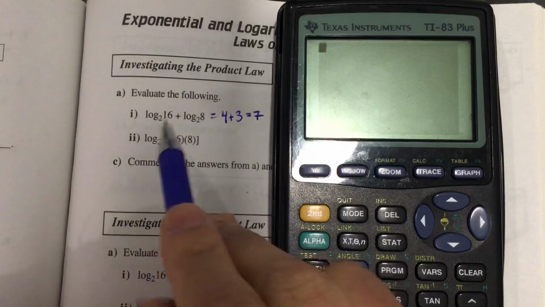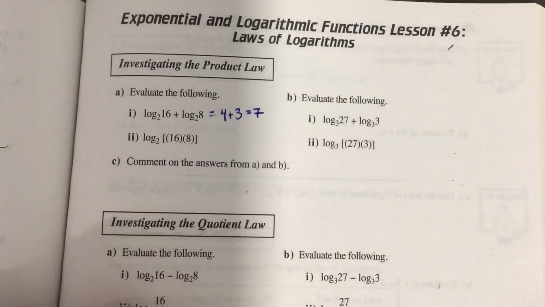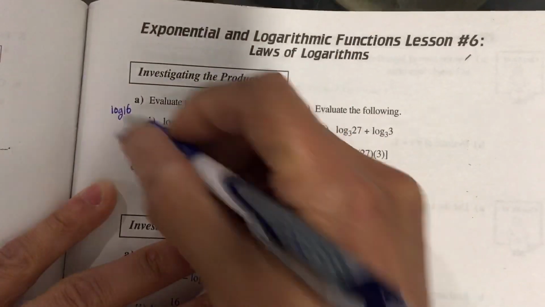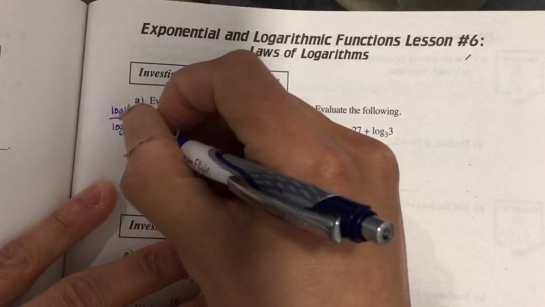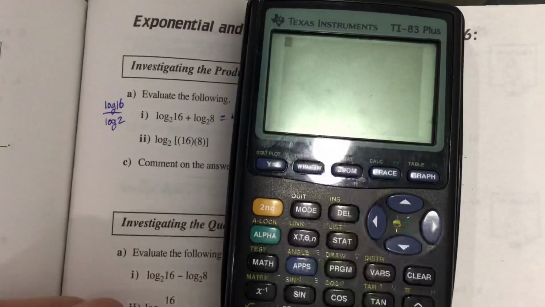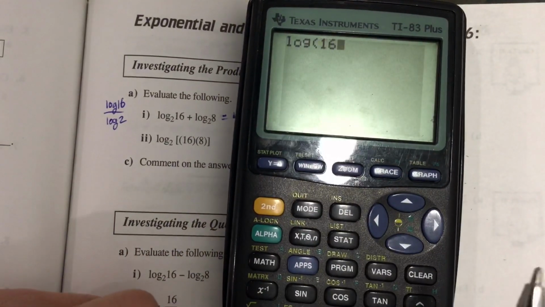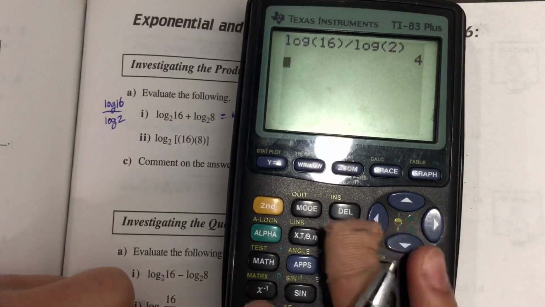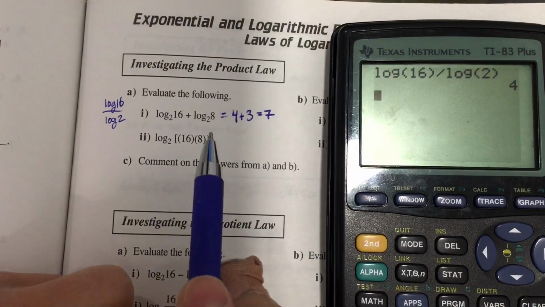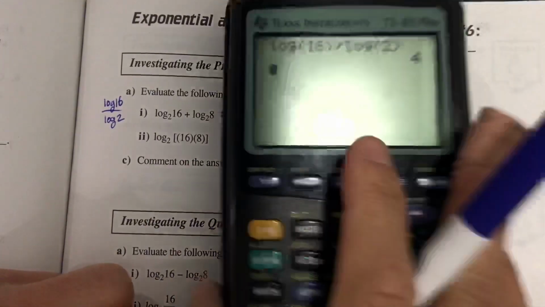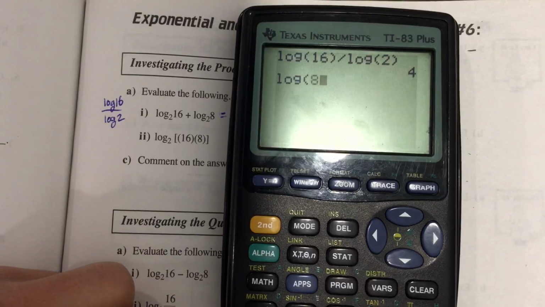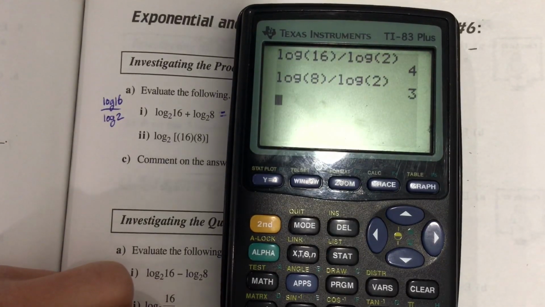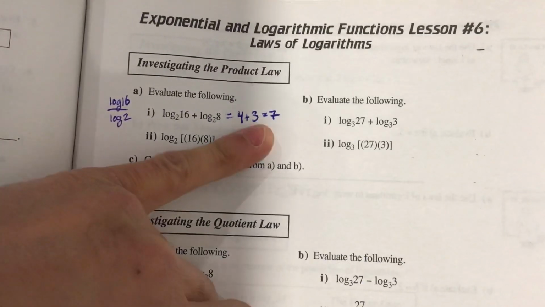So change of base identity, remember we're going to turn this into log 16, and I'll show you on paper first. Log 16 divided by log 2. So log 16 divided by log 2 is equal to 4. And we would do the same thing with log 2 of 8, where I would have log 8 divided by log 2. So 4 plus 3 would give us 7.